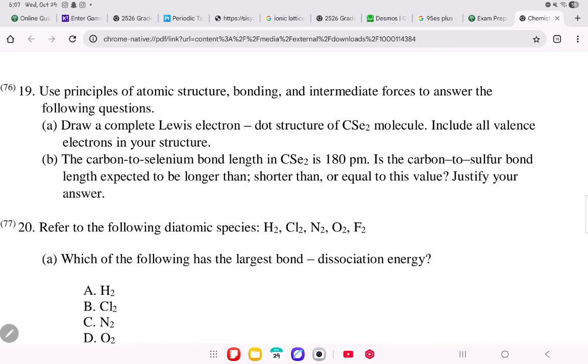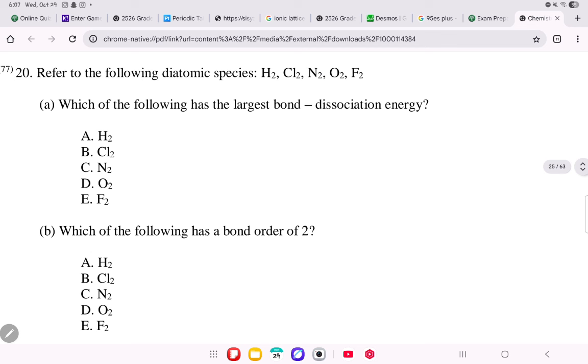Which of the following diatomic species has the largest bond dissociation energy? Bond dissociation energy is the energy needed to break the bonds. In order to find the largest bond dissociation energy, we will need to draw and see which of them has the most bonds. So we start with H2, it's H, single bond, H. Cl2, Cl, single bond Cl, and don't forget the lone pairs.